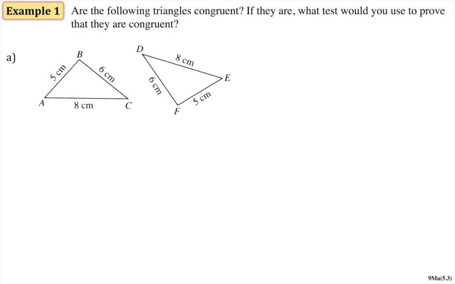So let's have a look at our first example. Are the following triangles congruent? Are they identical? If they are, what test would you use to prove they are congruent? Well, let's have a look. They might be congruent because I can see 5, 5, 6, 6, 8, 8. I don't need to know the angles. I know that those 2 sides match up with each other. The 8 and the 8 match with each other. And I know that the 6 and the 6 match with each other. So yes, these triangles are congruent.